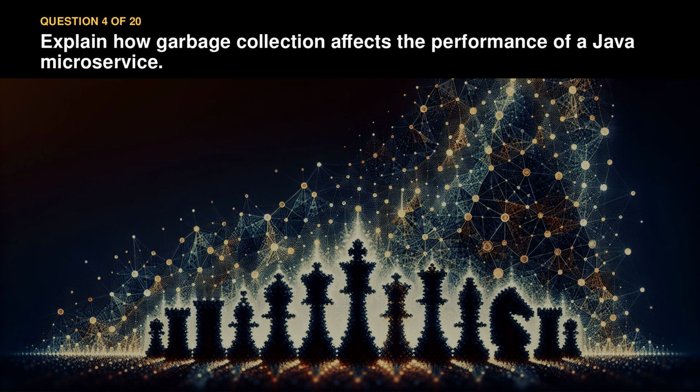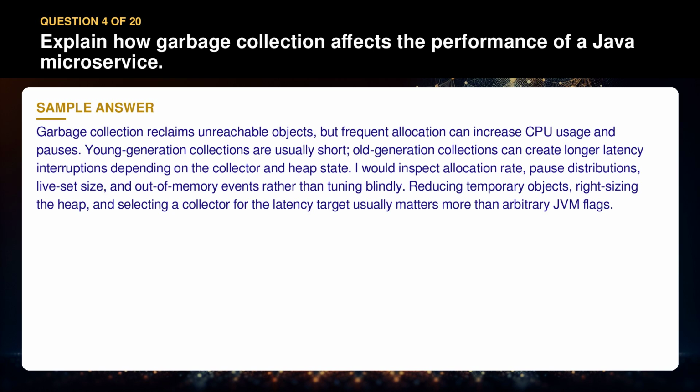Question 4. Explain how garbage collection affects the performance of a Java microservice. Garbage collection reclaims unreachable objects, but frequent allocation can increase CPU usage and pauses. Young generation collections are usually short, old generation collections can create longer latency interruptions depending on the collector and heap state.